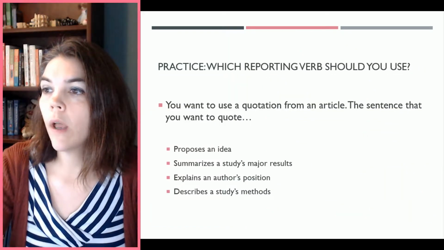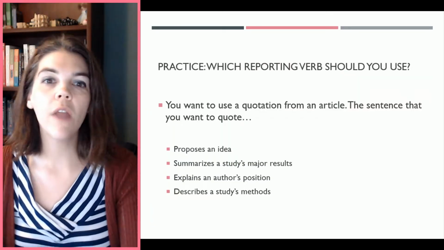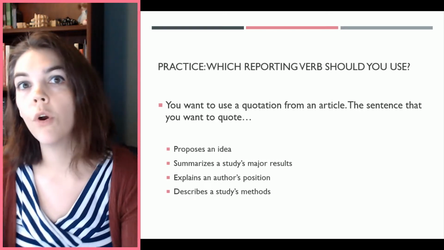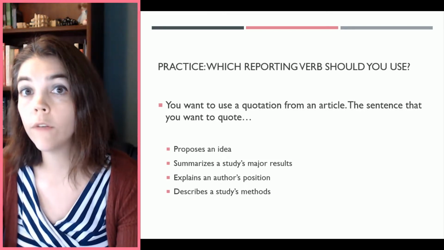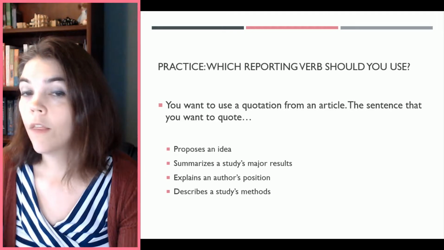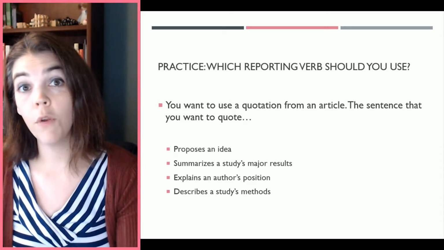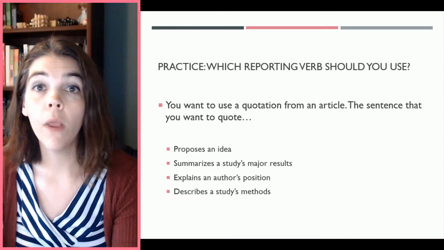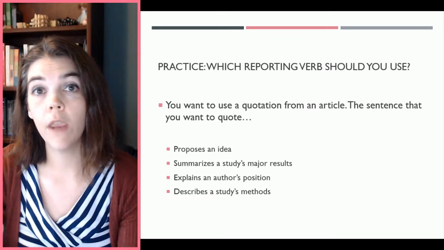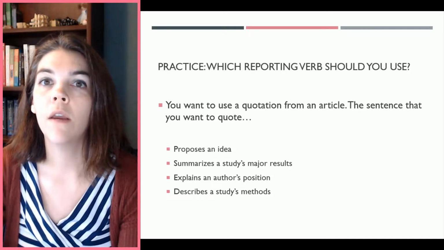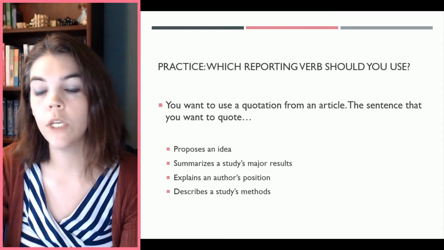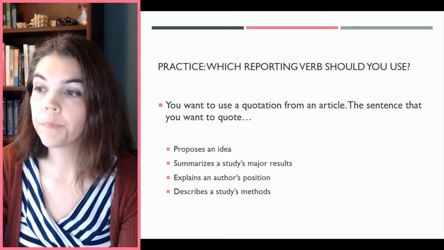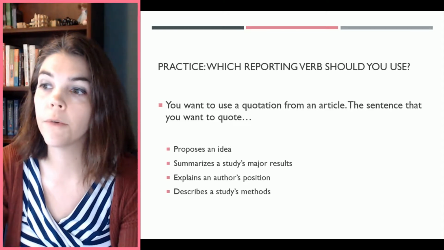So when it comes to using a reporting verb, there's not just one verb that you should always use. Don't always use say. That's a sign of a very weak paper, and it's a sign that you really didn't read the source. So choose your reporting verbs carefully and make sure that they are representing the type of quotation that you're including. And that goes for paraphrases too.